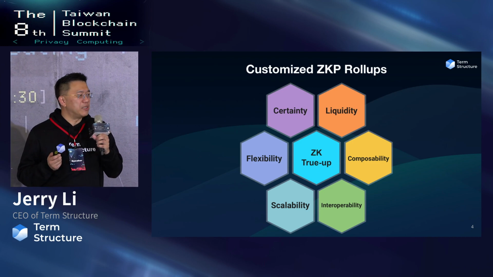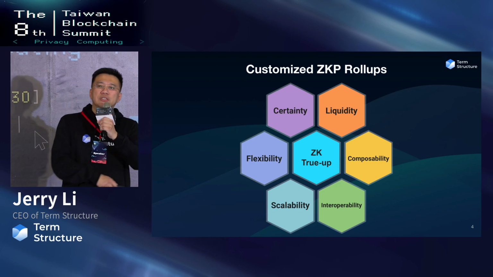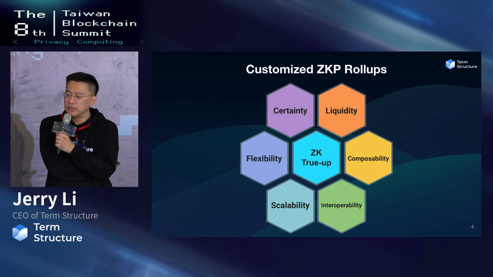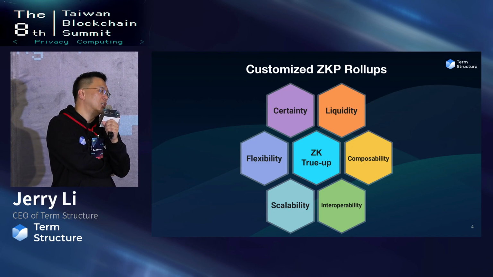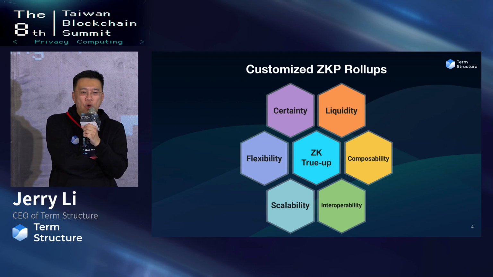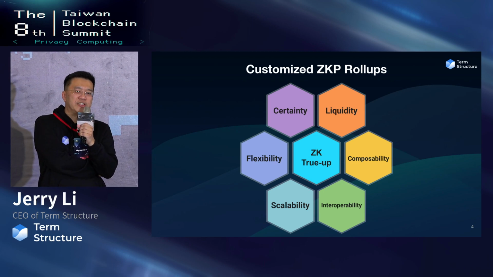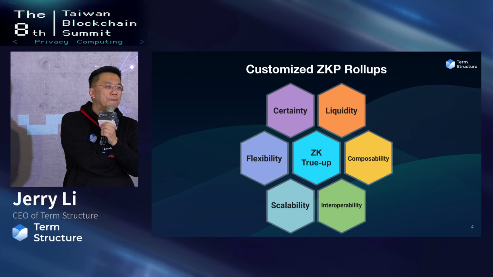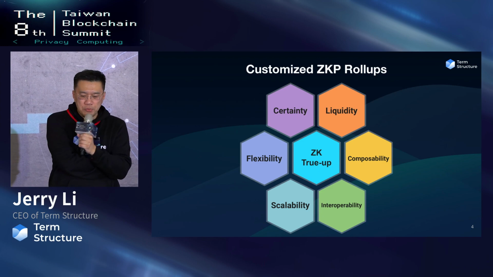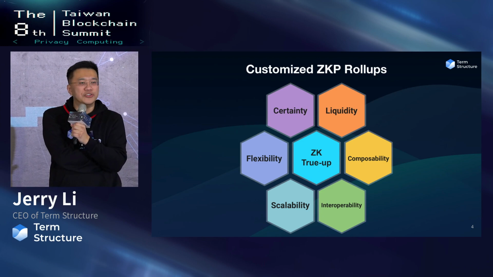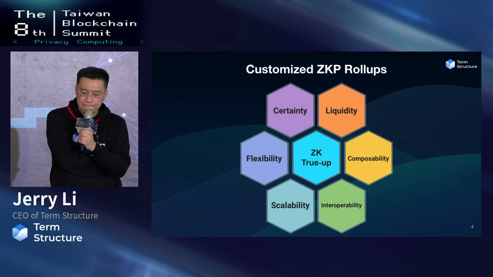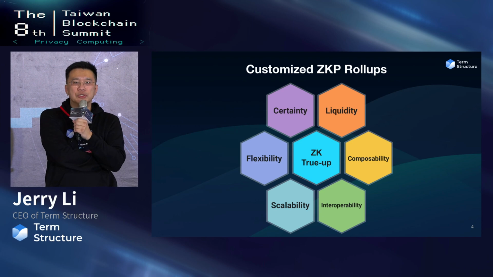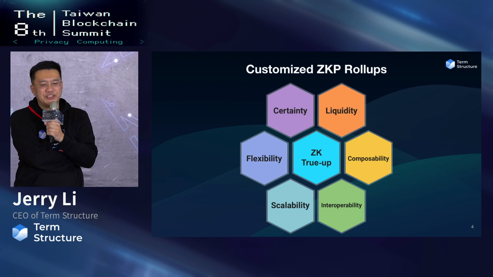The next is flexibility. Because ZK rollup is the core technology of our products, we needed to consider this flexibility for business requirements. For example, we built forced withdrawal. We built evacuation mode on our ZK true-up contract, so that we can make our own decision on what we want to do and what is best for our users.